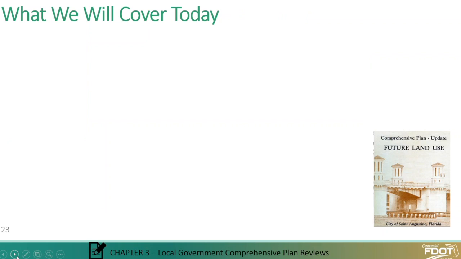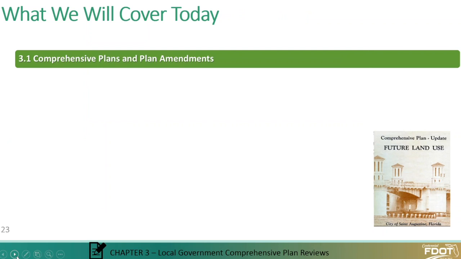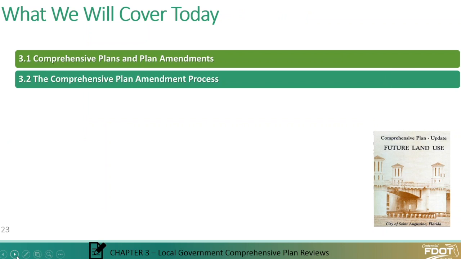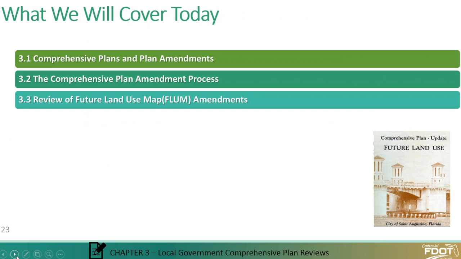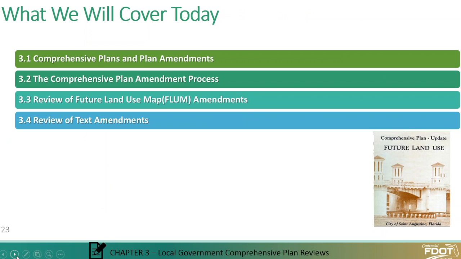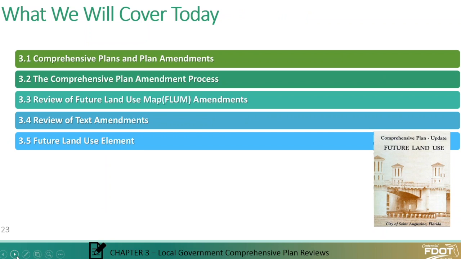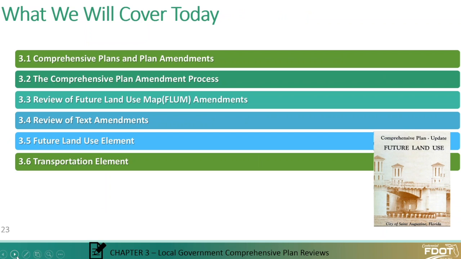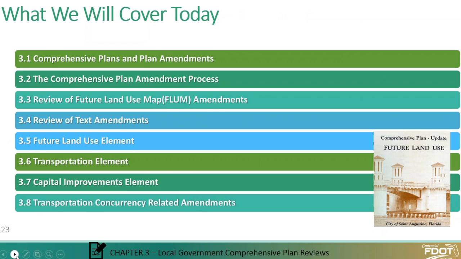What we'll cover today is several sections found within Chapter 3, and they'll appear on screen as I talk. Basically, Chapter 3 goes over comprehensive plans and comprehensive plan reviews. It will also go over the statutory requirements which impact not only the elements but how comprehensive plan amendments are developed and looked over. And we'll also look at different types of comprehensive plan amendments that you'll see, as well as concurrency alternatives.